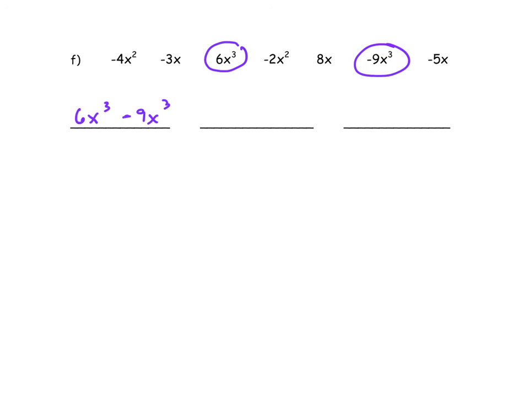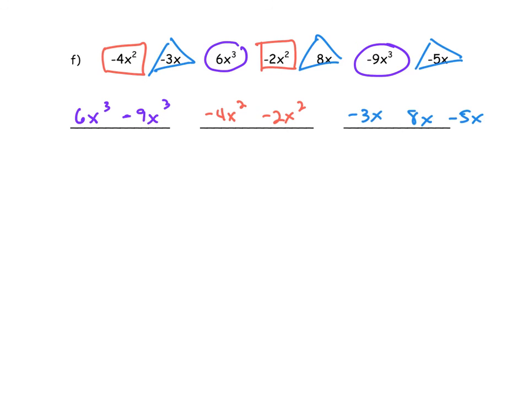Move on to the second line. Second line is as follows: negative 4x squared and negative 2x squared, or you could read it as negative 2x to the second power. And the final line is negative 3x, 8x, and negative 5x.